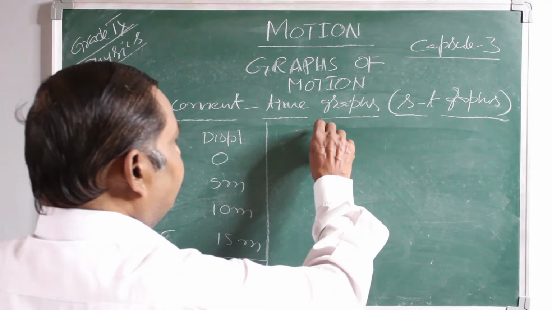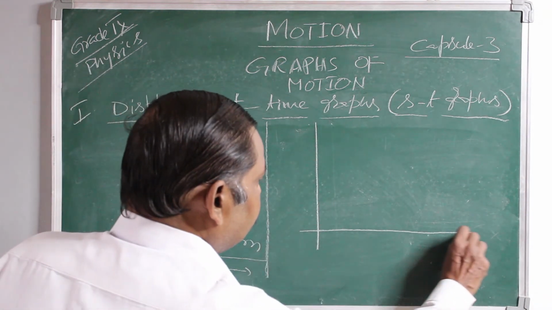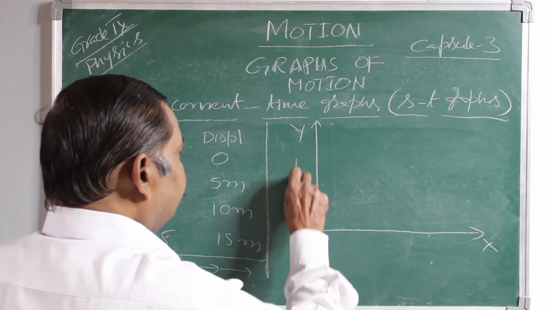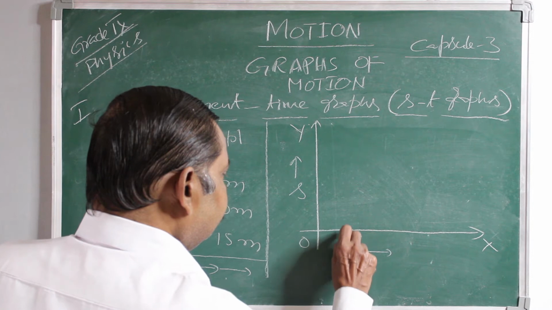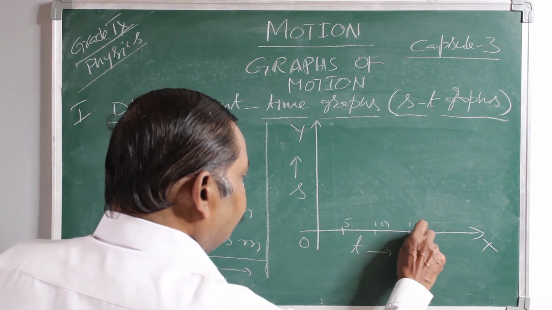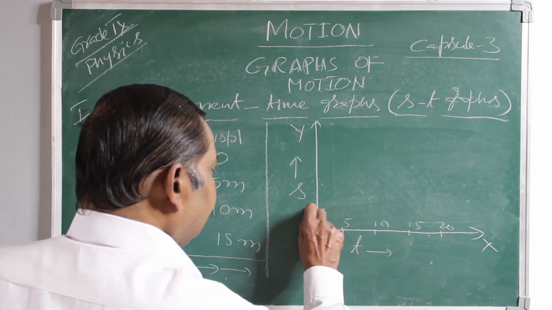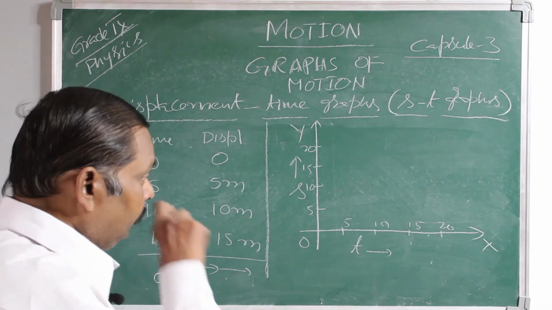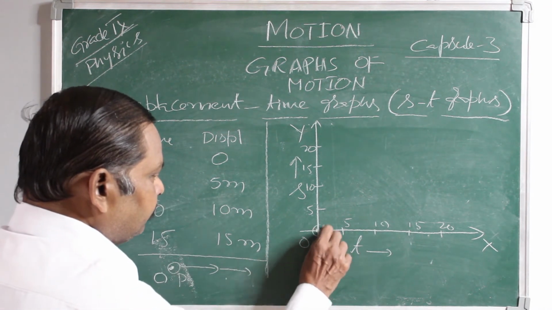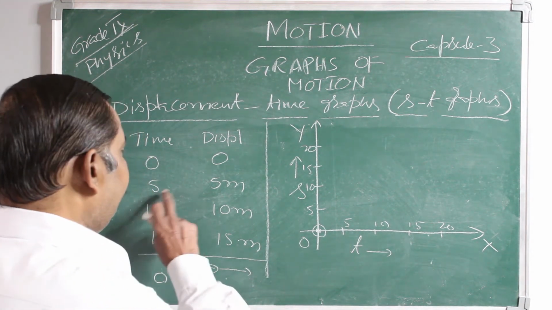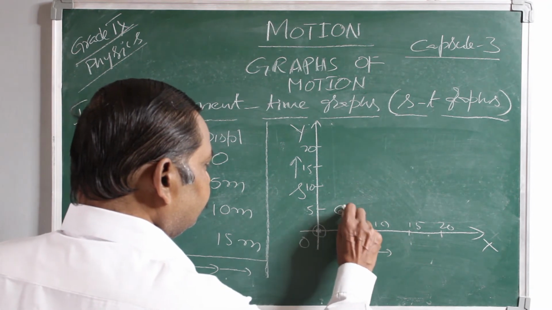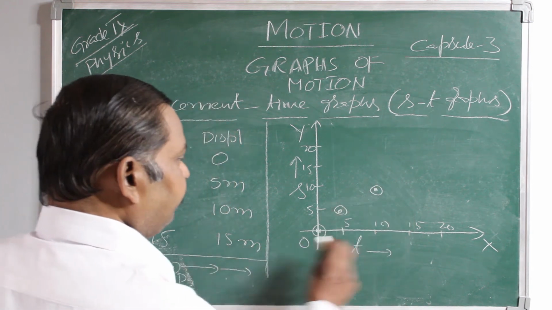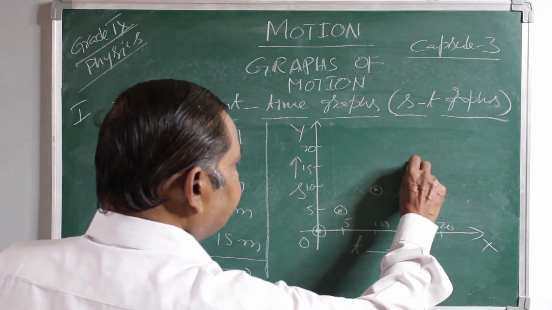Let us see the graph of this. As usual, x-axis, y-axis, origin, displacement and time. 5, 10, 15, 20. 5 meters, 10 meters, 15 meters, 20 meters, like this. Now first point is 0, 0. 0, 0 is nothing but origin. So the graph starts from origin. 5, 5. Time is 5, displacement is also 5. 10, 10. Time is 10, displacement is also 10. 15, 15. Time is 15 seconds, displacement is also 15.